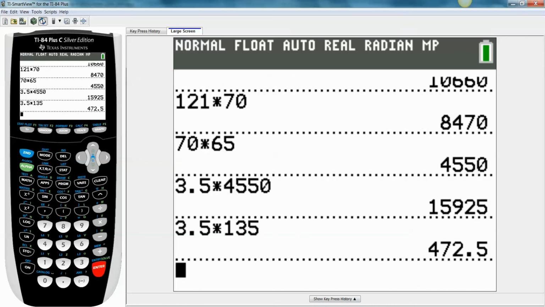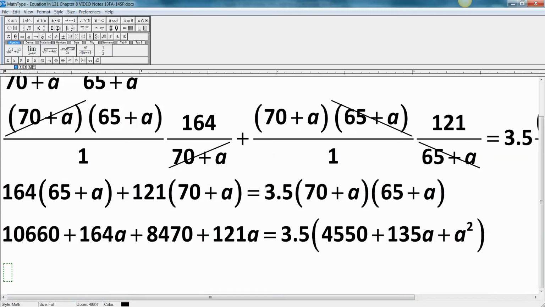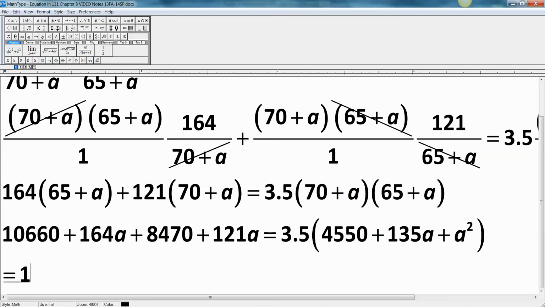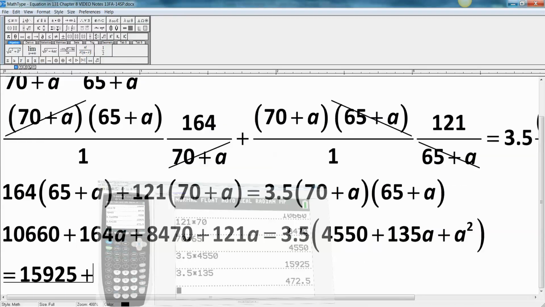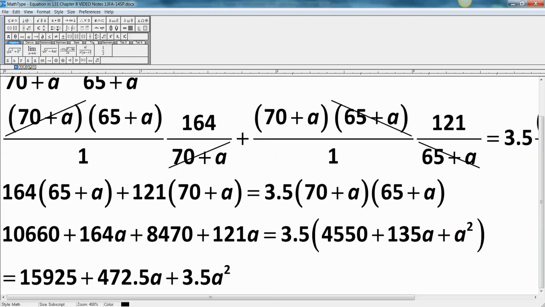All right, so I found those two numbers. They're right there, 15925 and 472.5. So that gives me my right-hand side over here. So it's going to be equal to 15925 plus 472.5A plus 3.5A squared. So that's the right-hand side.